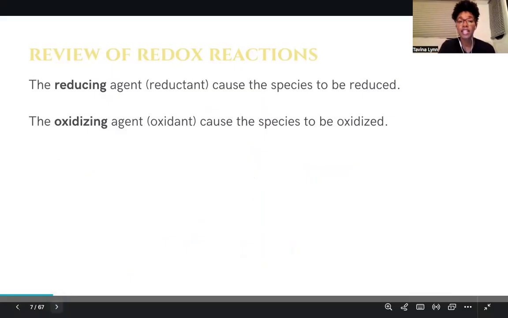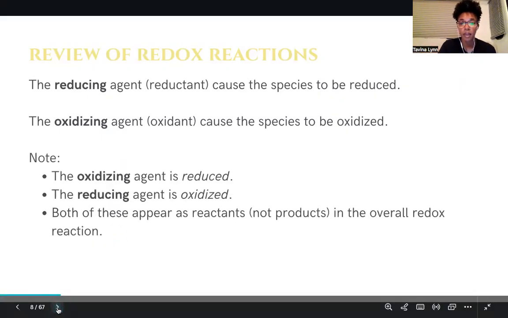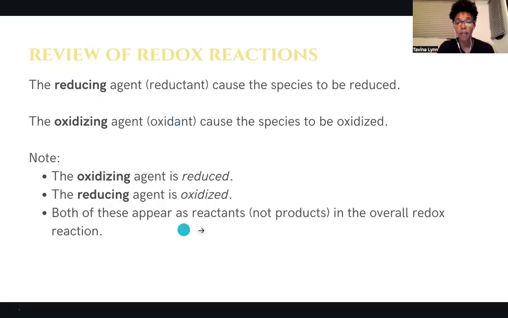The reducing agent or reductant is the molecule or ion that causes the species to be reduced. Similarly, the oxidizing agent or oxidant is what causes the species to be oxidized. So the way to think about this is whatever is reduced is behaving as the oxidizing agent, and whatever is being oxidized is behaving as the reducing agent. Both the reductant and oxidant appear as reactants in the overall redox reaction.